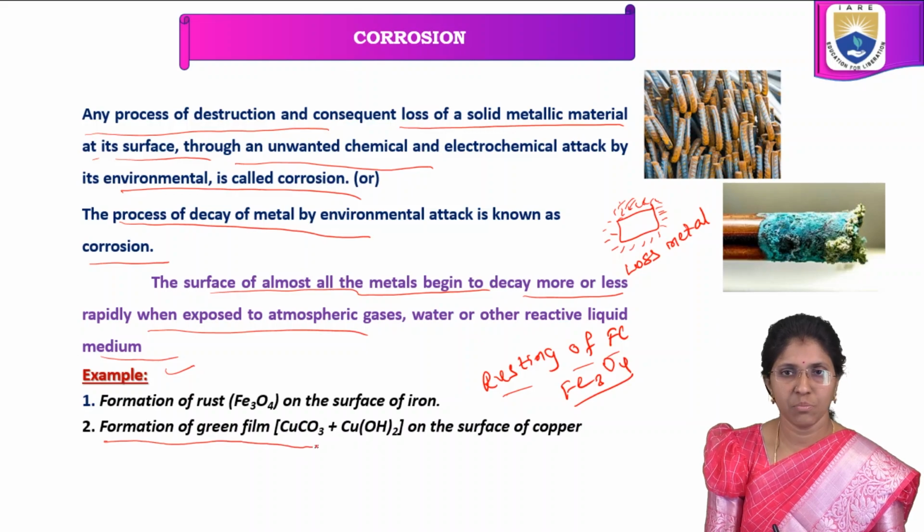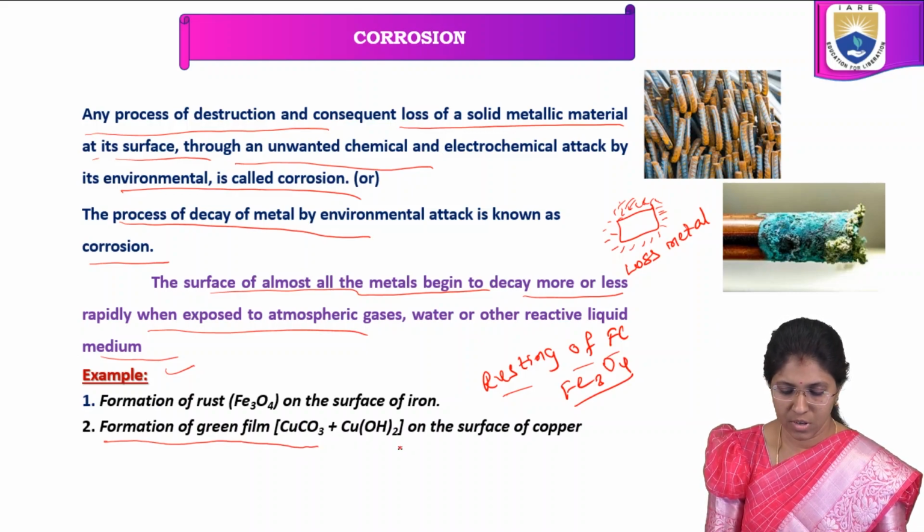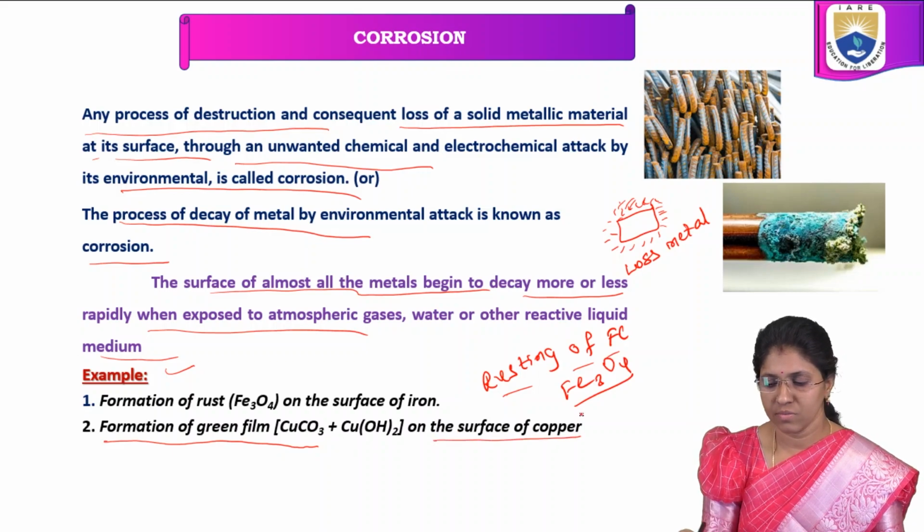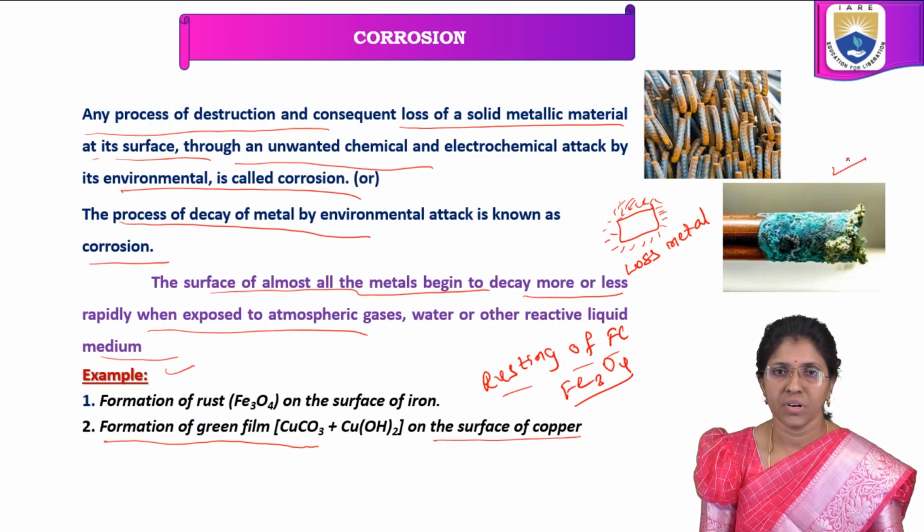The next example is the formation of a green film on the surface of copper. So this is also an example of corrosion.